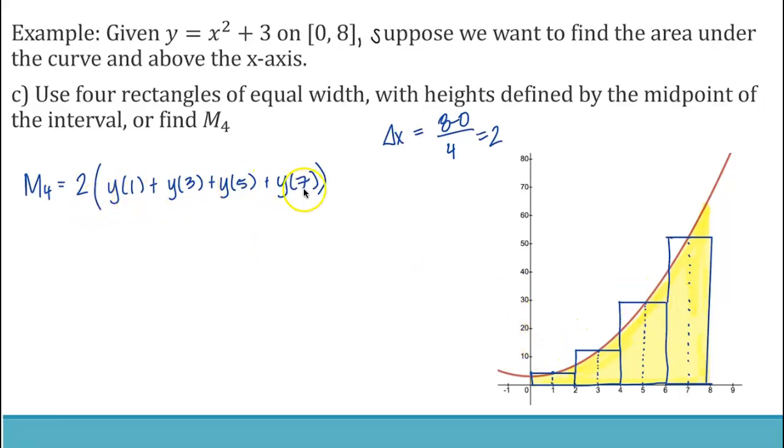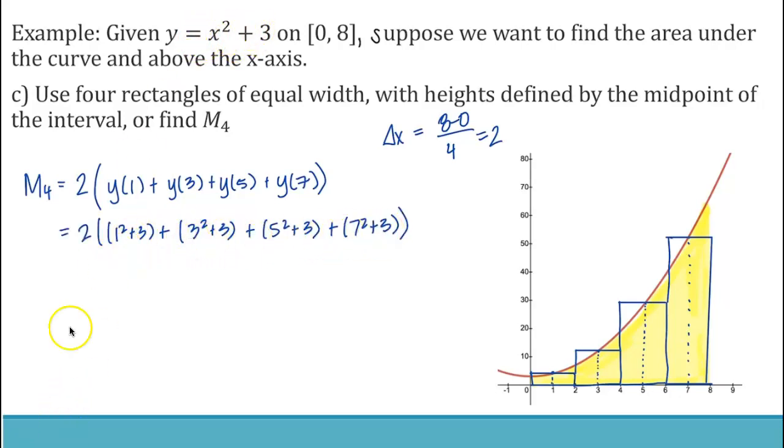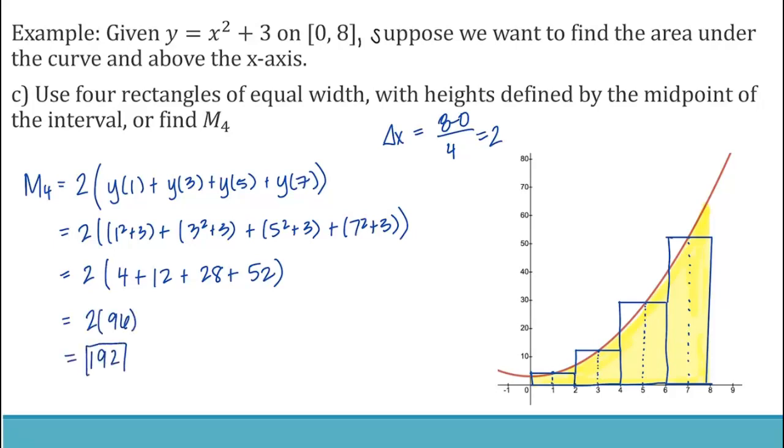And so we're going to substitute each of those x values into our y function, and then we'll go ahead and calculate each of those values. And now if we add up the quantity in parentheses, we're going to have 2 times 96, which is 192. And so on this one, notice that for each rectangular approximation, I have a little bit over and a little bit under of the area that I'm actually trying to find.